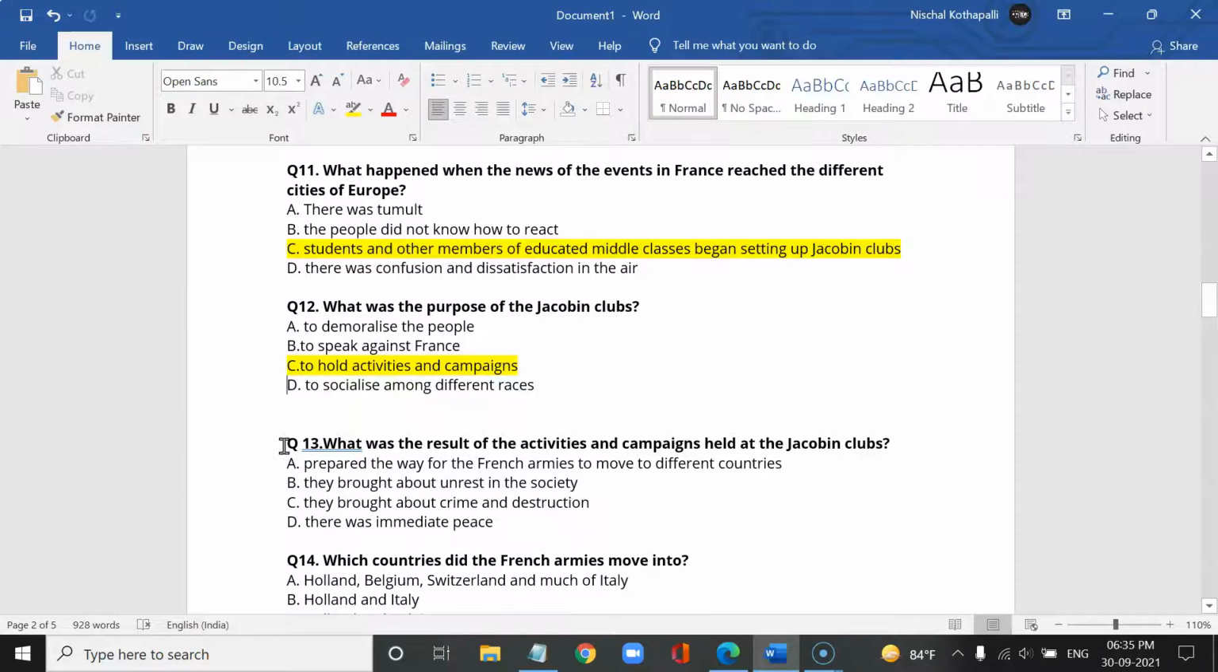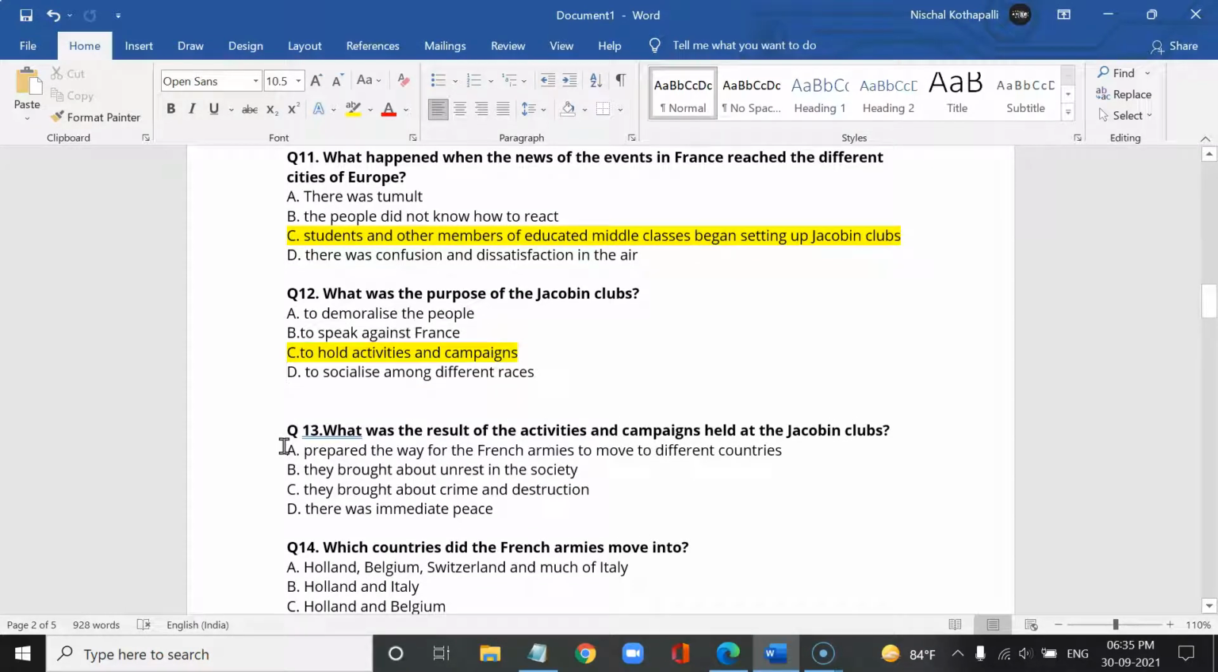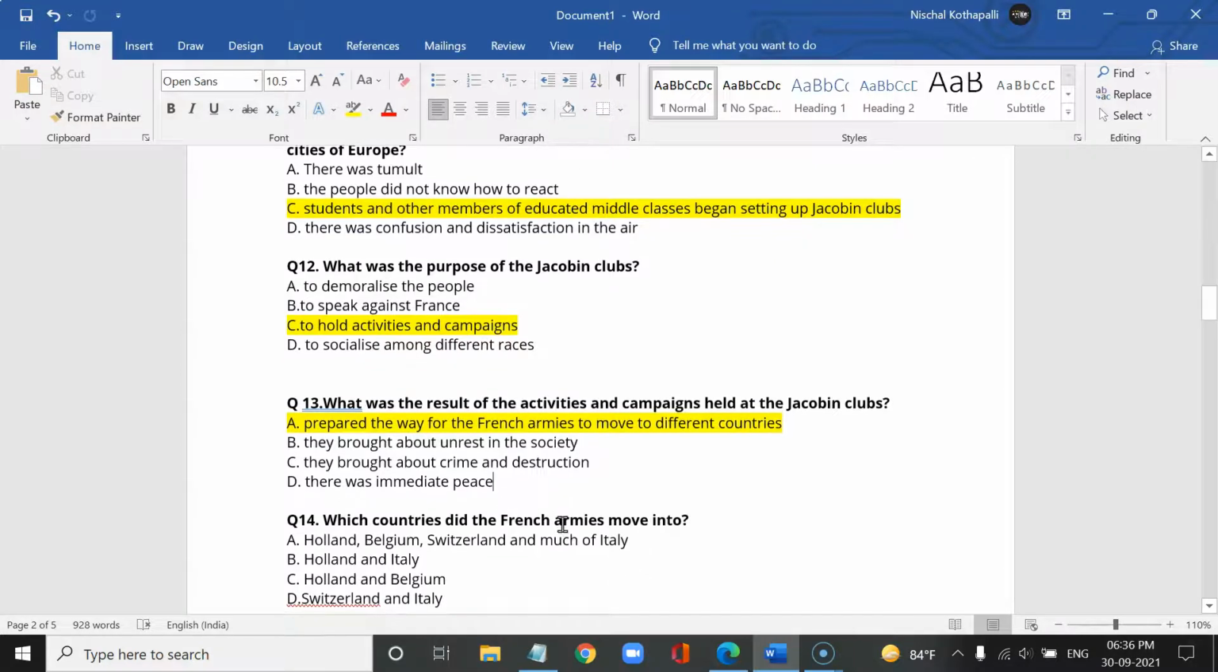What was the result of the activities and campaigns held at the Jacobin clubs? Prepared the way for French armies to move to different countries, fought unrest, crime, and destruction, immediate peace. So if we recall in the textbook, it said that after the French people decided that it was their destiny to liberate the people of Europe, then Napoleon started moving the French army forward to Holland, Belgium, Switzerland. So obviously the answer is option A. And the campaigns and the Jacobin clubs prepared the way for the French armies, because the Jacobin clubs began to promote the idea of nations, and they began narrating the stories of France, and just created the perfect opportunity for the French army to move in.